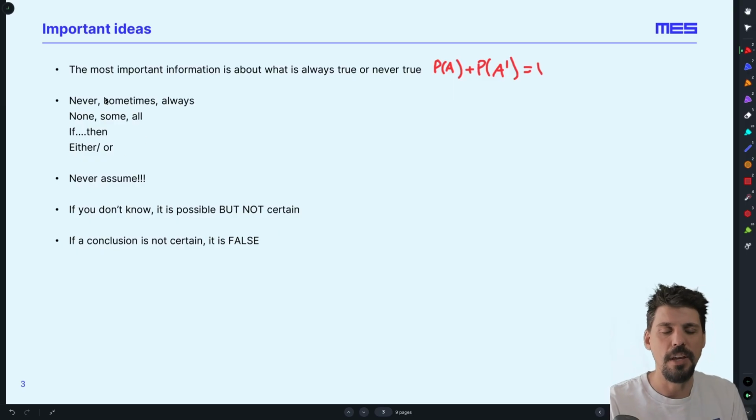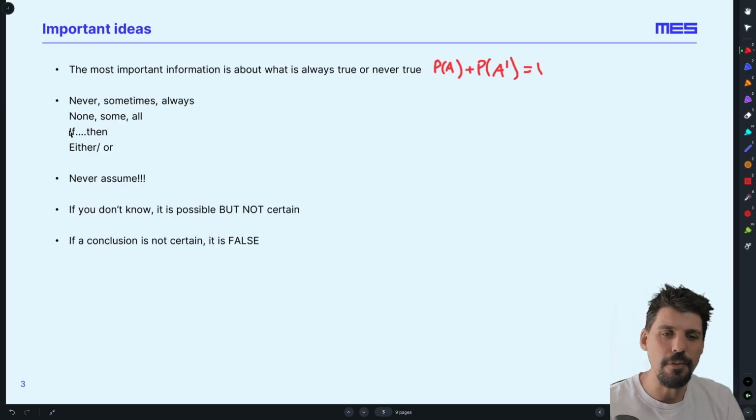Now, keywords to look out for. Never, sometimes, always. These are our key triggers. Now, equally, they are equivalent to none, some, and all. All right, so we know something about everything, or that is always true, about some things, that is sometimes true, or that is never true, or it is true about no things. These are our three categories that we are looking at.